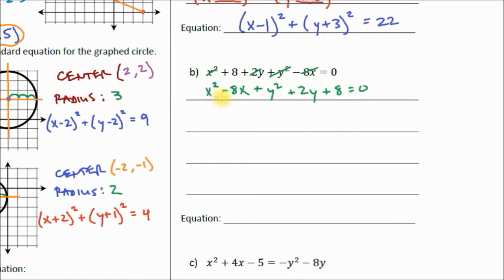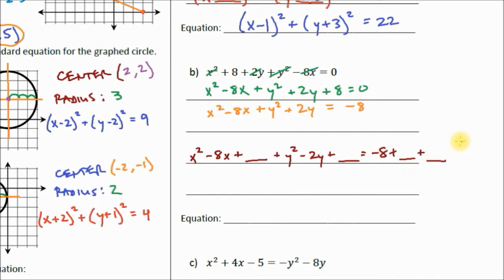Now we've got to move the c term, or the constant, to the other side. That's x squared minus 8x plus y squared plus 2y equals negative 8. We subtract 8 from both sides, it ends up being negative on the right side. Next step, let's complete the square. X squared minus 8x plus some number plus y squared minus 2y plus some number equals negative 8 plus that first number plus that second number.